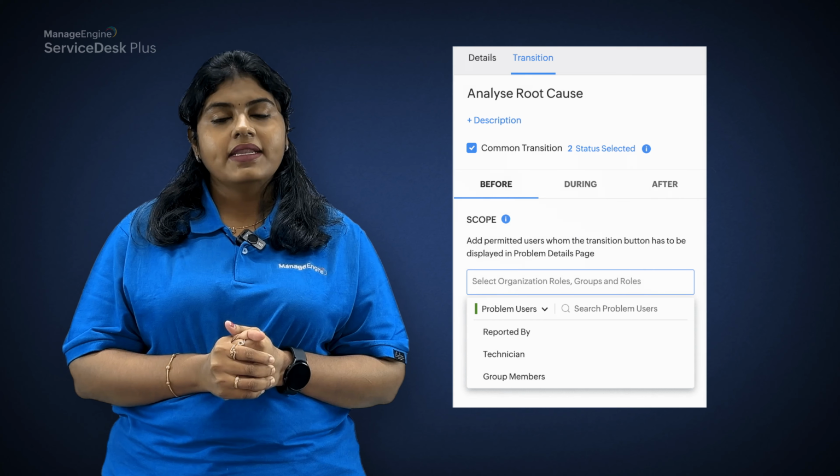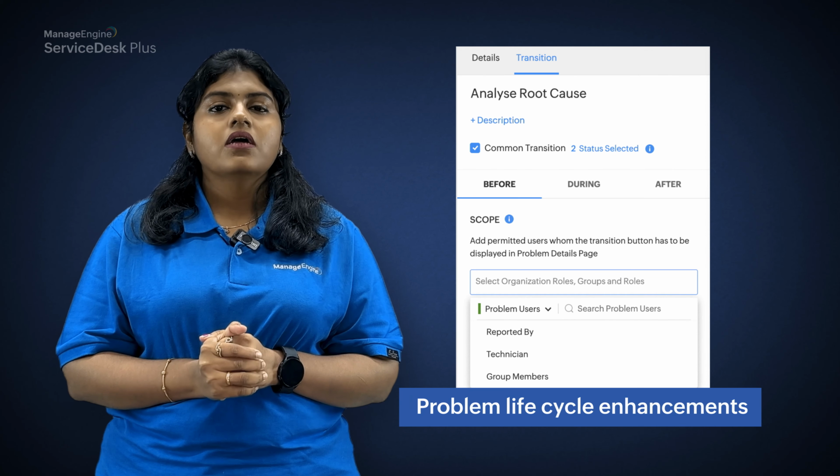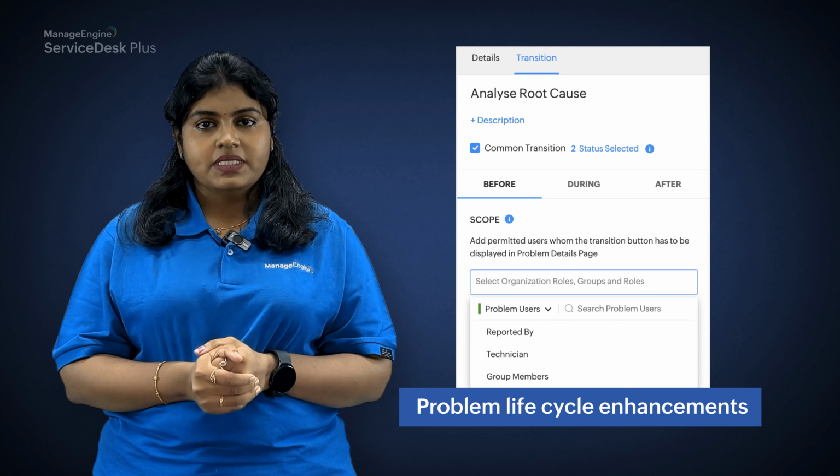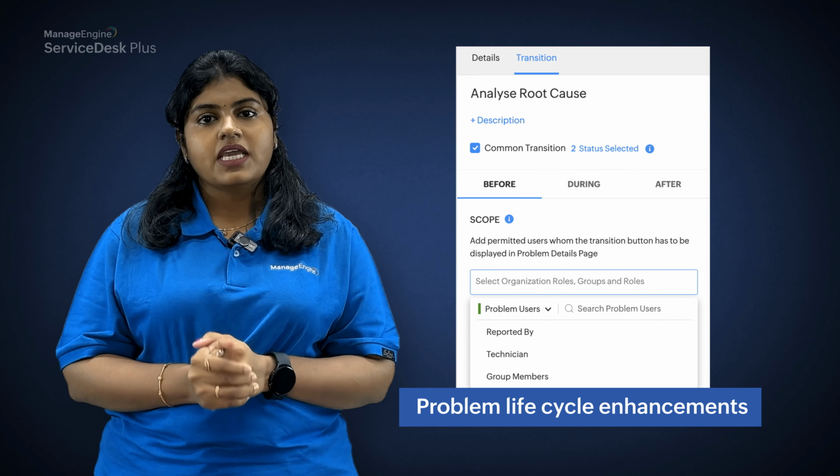Under lifecycle transition scope, you can now add problem users as well, such as technician, requested by and group members. This is also available in the notification sections. Row color settings is now available in problem management, similar to the request module.